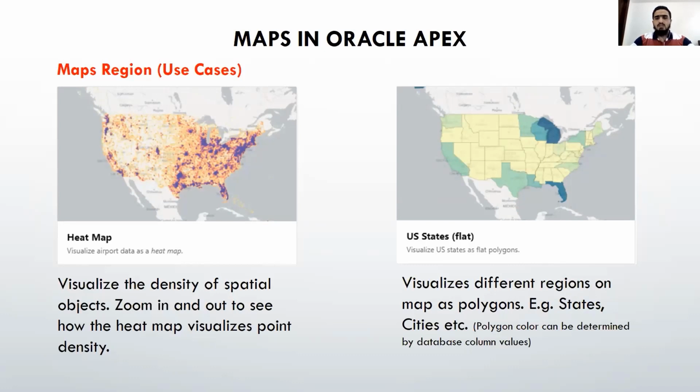The next one is to draw the polygons based on the different data, or we can draw the polygons based on different regions. For example, in the example I have shown states, we are showing the United States and the cities in form of polygons. So again, it's very simple. We just need to create the map region, and we just need to provide a SQL query that is containing all the information related to these polygons.